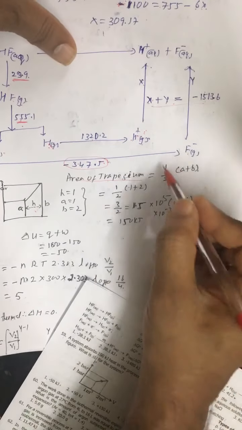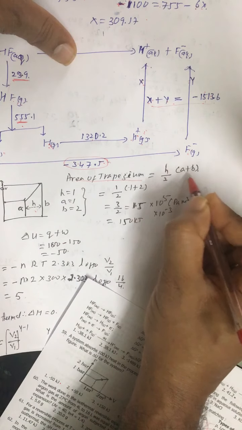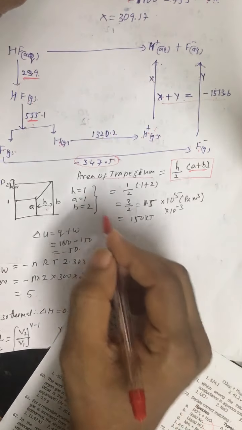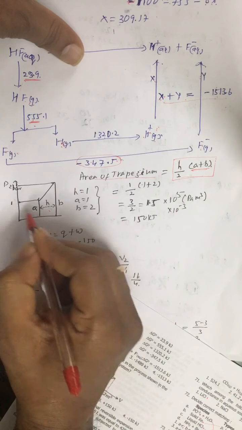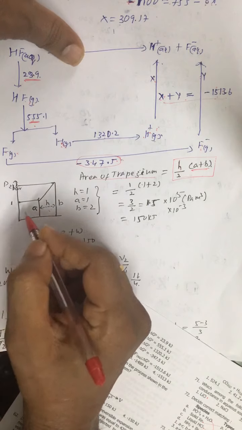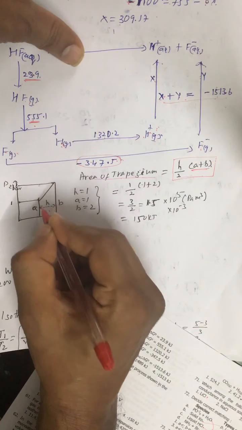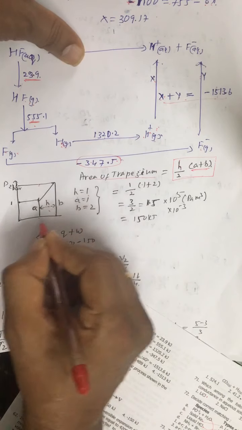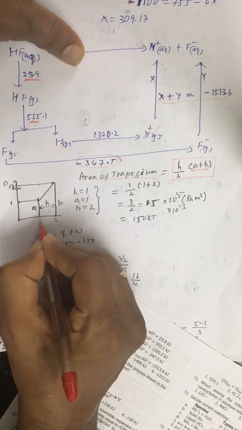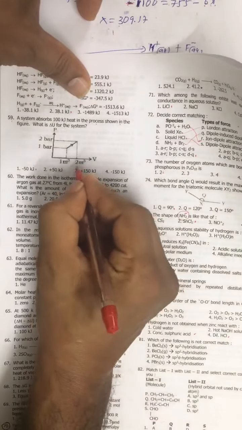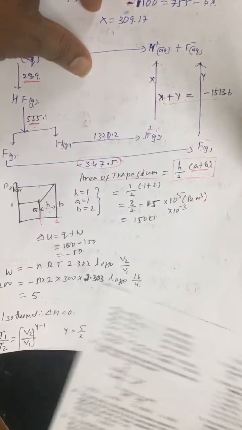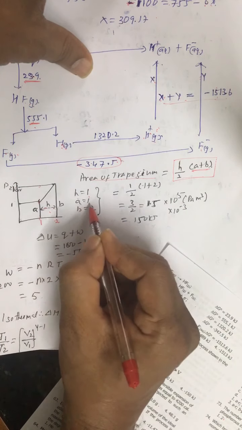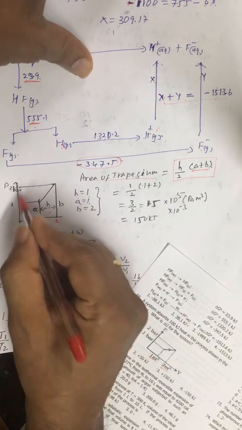Area of trapezium is given by h by 2 times (a plus b). This you must remember. If you don't know, you must remember. H is given, the height is given, it is 1. The values are also mentioned, 2 meter square and 1 meter square. So h is 1, the value of a is 1 and the value of b is 1 plus 1, that is 2.